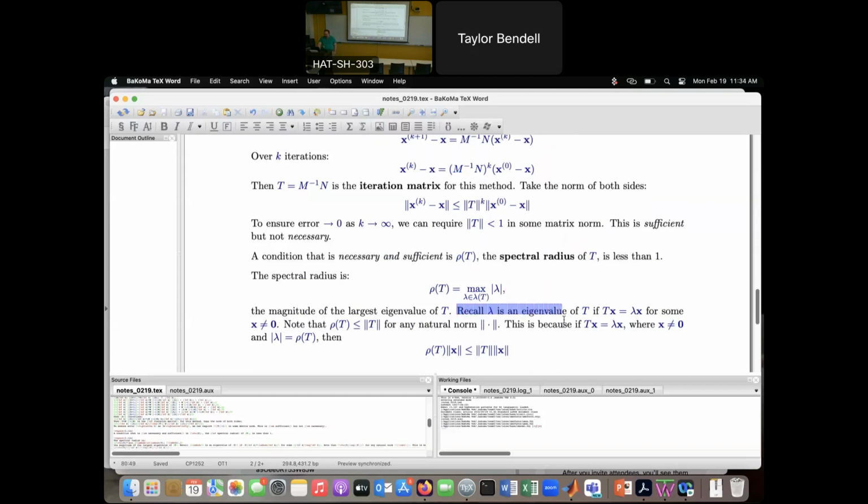in case you need your memory refreshed, this is what it means to be an eigenvalue of a matrix. If you have matrix T times a non-zero vector x equal to scalar lambda times the same vector x, in other words, if matrix-vector multiplication turns out to be equivalent to scaling for a non-zero vector x, then that x is an eigenvector, and lambda is an eigenvalue. Okay. But we're interested in the largest eigenvalues, the spectral radius.